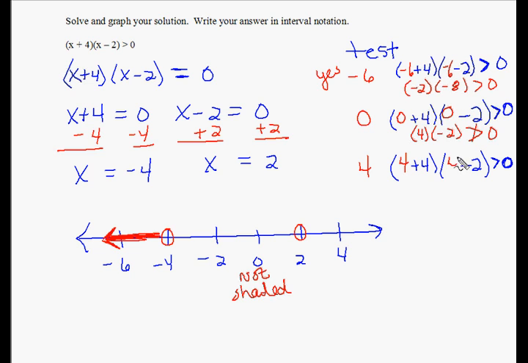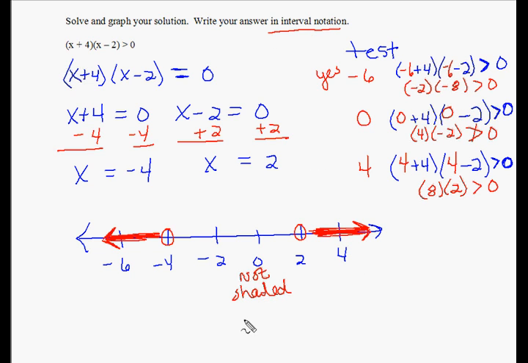So putting 4 back into the original problem and testing to see if this is true. 4 plus 4 is 8. 4 minus 2 is 2. 8 times 2 is 16, and 16 is greater than 0. So we do shade all the numbers on the right-hand side of the number line.